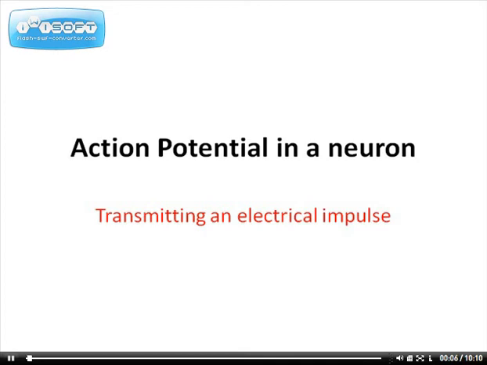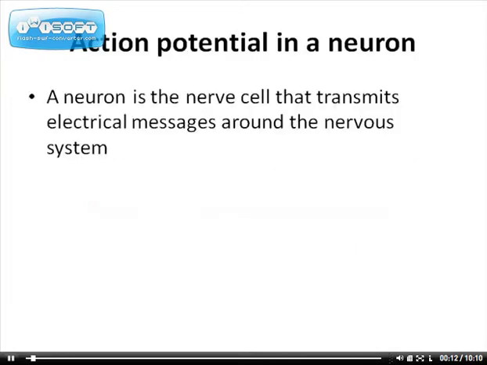In which an electrical signal transfers itself down the axon in a neuron and relays a message. A neuron is the nerve cell that transmits electrical messages around the nervous system. There are 3 types of neurons.